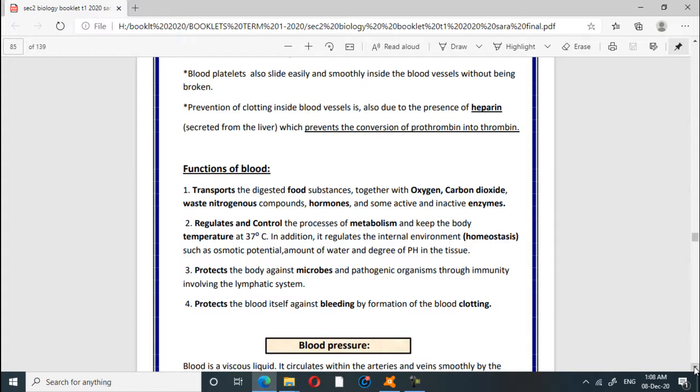It also regulates and controls the metabolism, keeping the temperature of the body at a constant 37 degrees Celsius, protects the body against microbes by the action of white blood cells, and protects the body from bleeding by formation of the blood clot.